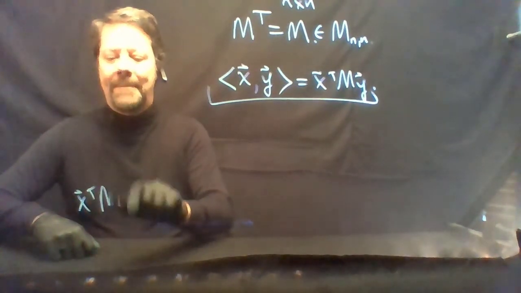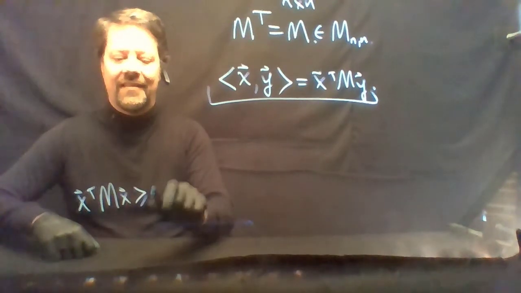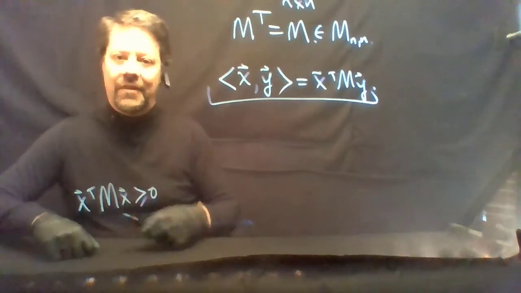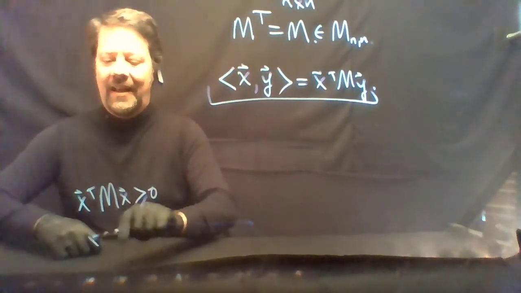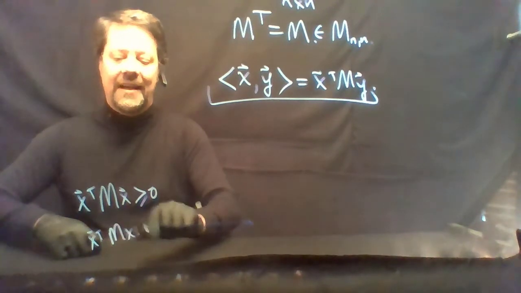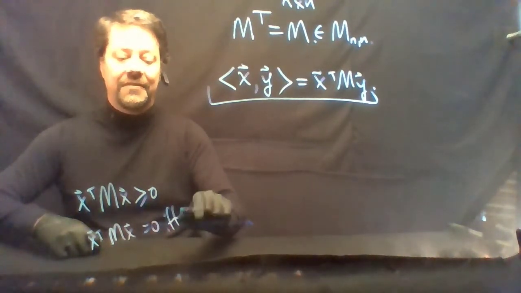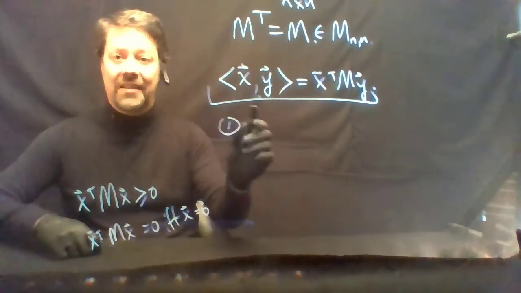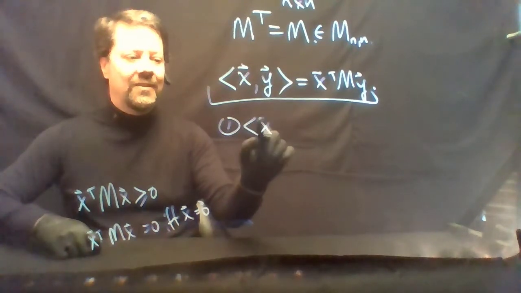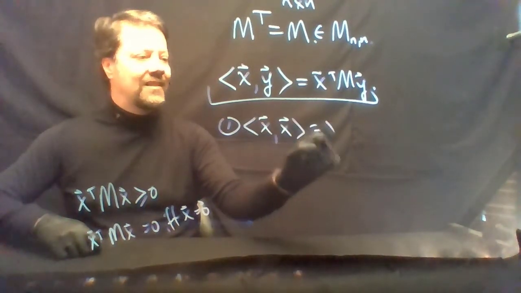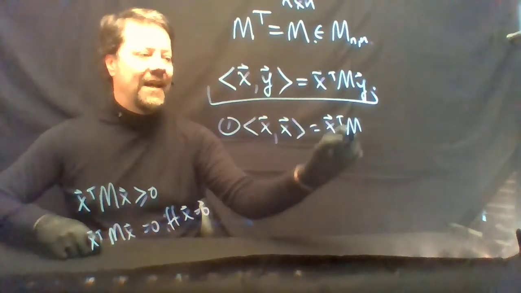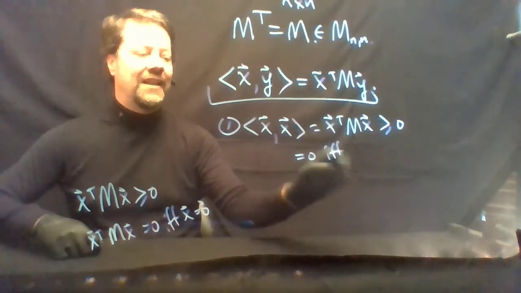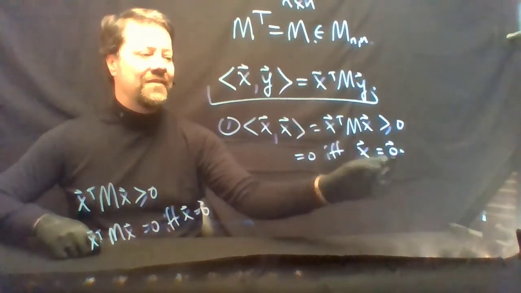A matrix M is positive definite if x transpose Mx is greater than or equal to 0 for all vectors x, and x transpose Mx equals 0 if and only if x is the 0 vector. Let's check the first property of an inner product. We'll take the inner product of x with x, which is x transpose Mx, and that's greater than or equal to 0, and equals 0 if and only if x is the 0 vector.